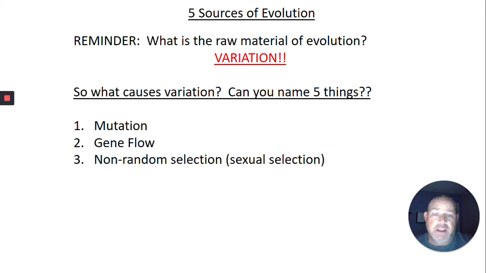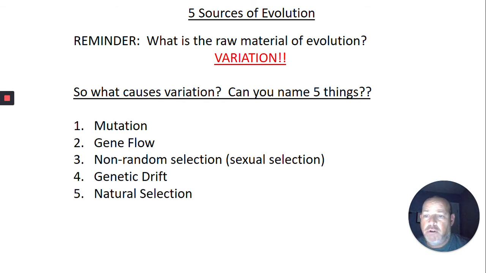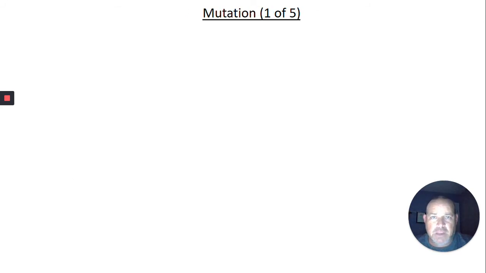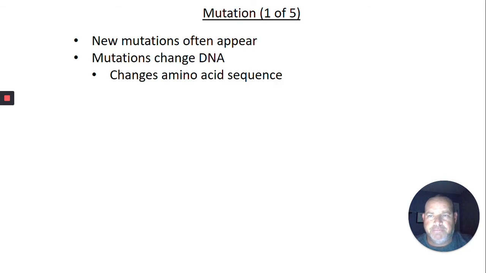You have non-random selection, sexual selection. Okay, remember sexual selection is not random. There are choices made. Okay, genetic drift. Remember that's bottleneck and founders. So that's going to play a role. And then we have natural selection, right? Then you have your typical natural selection, and there's variation caused by all of these things. Okay, so real quick, we'll run through them one by one.